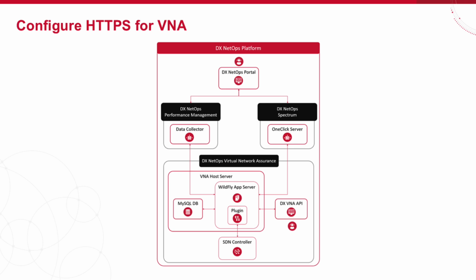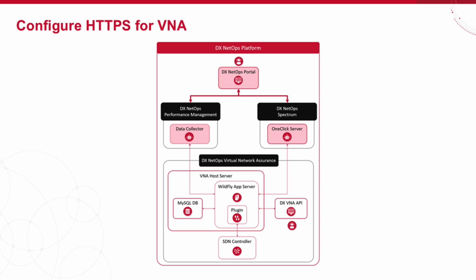In this video, we will demonstrate how to configure HTTPS for DX NetOps Virtual Network Assurance, often referred to as VNA. VNA is one of the application components that make up the DX NetOps platform. As a part of the platform, VNA is responsible for collecting performance data from SDN technologies. This data is shared with DX NetOps Performance Management and DX NetOps Spectrum. The data is then aggregated with performance data from other sources and displayed in the DX NetOps portal.